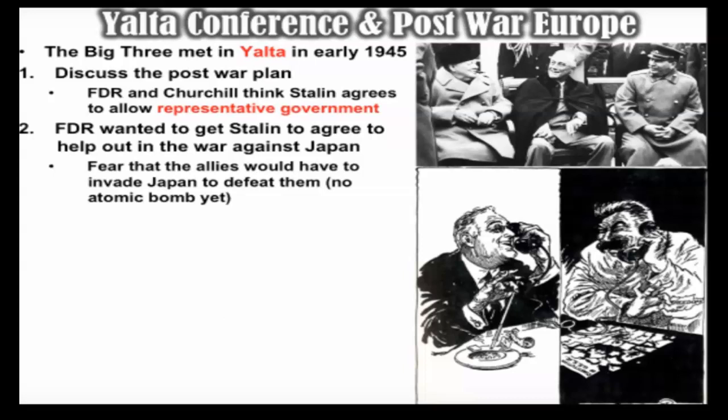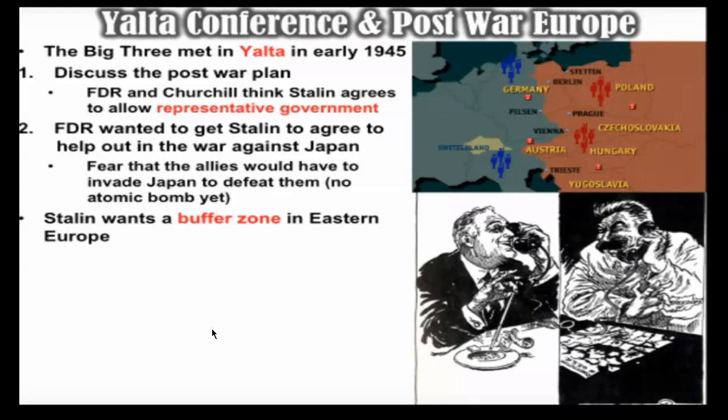Now, the atomic bomb has not been tested yet, so none of the leaders are aware that it is still being tested at this point. So the fear was that the Allies would have to invade Japan to defeat them. Right? There's no atomic bomb yet in February of 1945. Stalin wants a buffer zone in Eastern Europe.